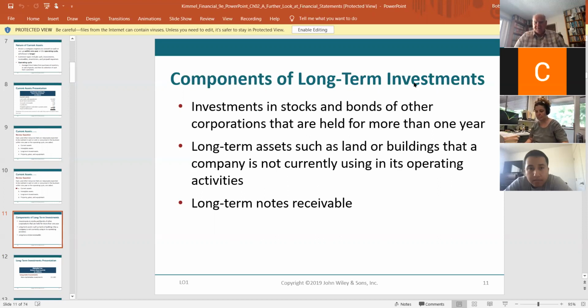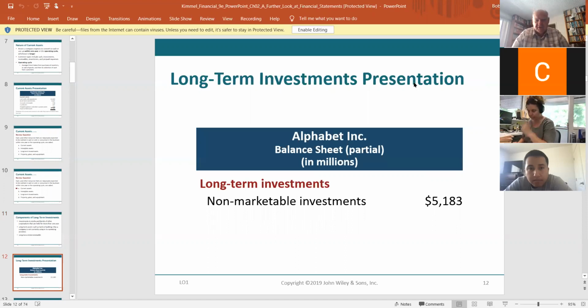Let's talk about long-term assets. You buy stock in another company and you expect to hold that stock for a long time. You bought that stock because you want to collect dividends over some time, or you really think there's a chance for capital gains, stock going up in price. That's an example of a long-term investment, and that would be on the books as such. Long-term assets also include land, buildings, equipment, vehicles, anything of a big ticket item that you're going to use in your business and get benefits from. And of course, long-term notes receivable. And that's how you present it on the balance sheet.